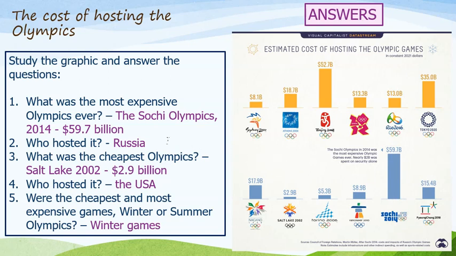So question 2, who hosted it? Russia. 3, what was the cheapest Olympics? That was Salt Lake in 2002 down here, also a Winter Olympics at a cost of 2.9 billion. Who hosted it? The USA, so Salt Lake City is in the United States.